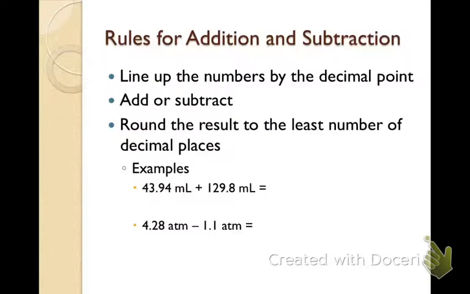So for addition and subtraction, go old school. Line up the numbers by the decimal point, just like you would back in elementary school before you even had a calculator. Add and subtract just like you normally would. And then the biggest thing here is you want to round to the least number of decimal places.